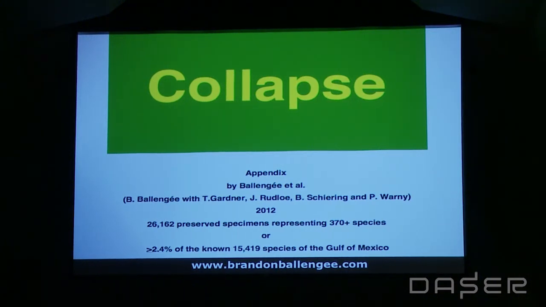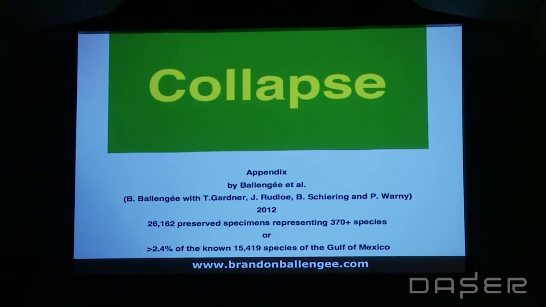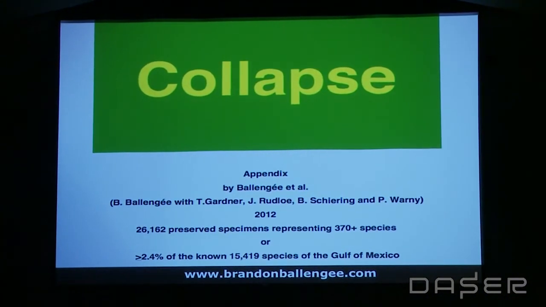You'll see some of the jars. There might be like 3,000 tiny little sea snails inside. It would take about two days for us to go through, but we wanted to make sure that everything was accounted for. So there's about 26,000 specimens in the piece, but out of 370 plus species, it only represents less than 3%, like 2.4%, of the known biodiversity in the Gulf.